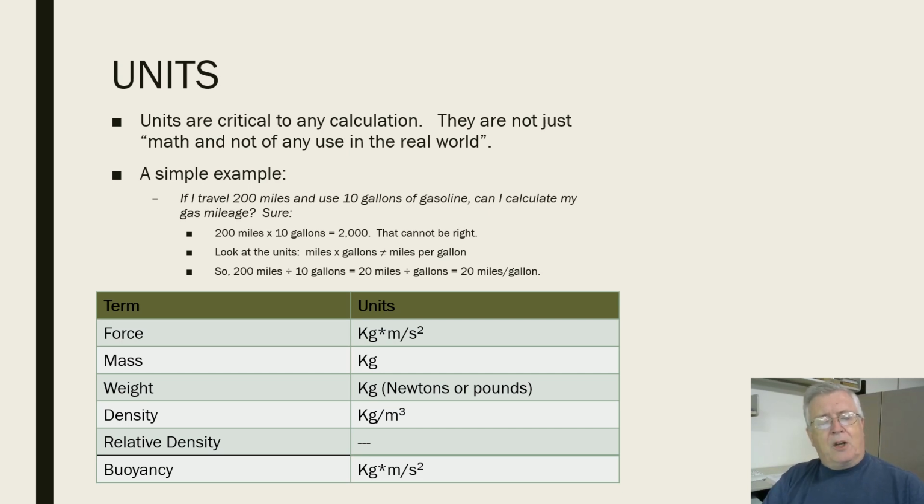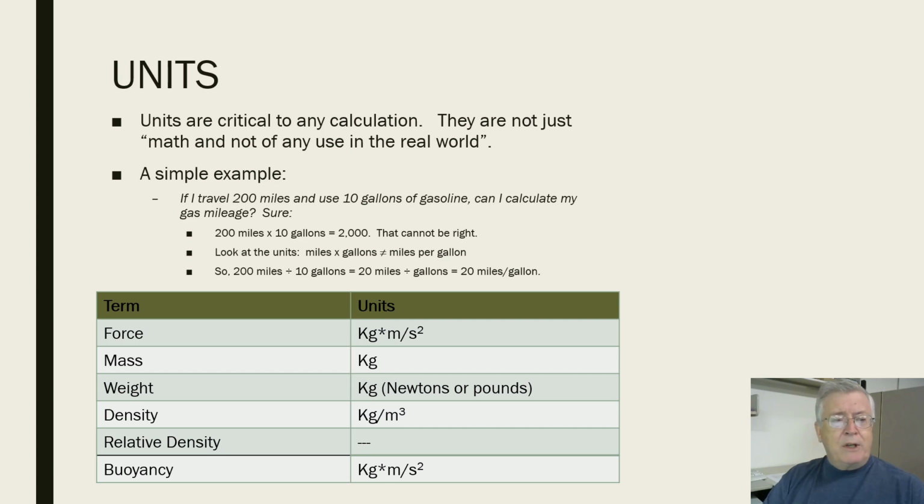So look at my units. Miles times gallons is not equal to miles per gallon. So we did it wrong. Let's try 200 miles divided by 10 gallons, which equals 20 miles per gallon. That's the correct calculation. Obviously, if we did it wrong, the units are wrong. If we did it correctly, the units are correct.